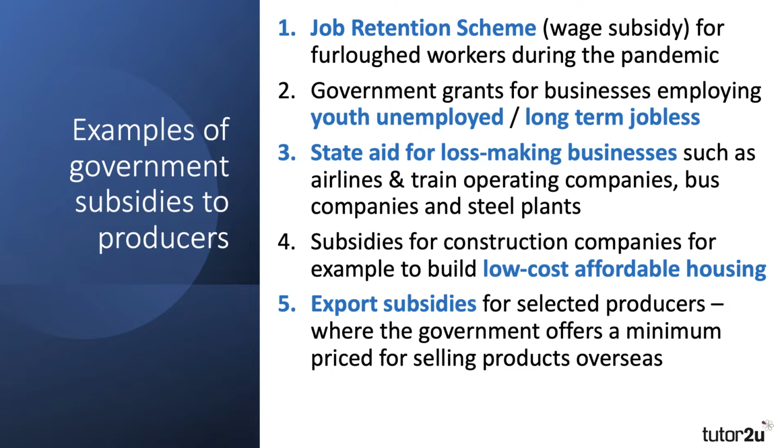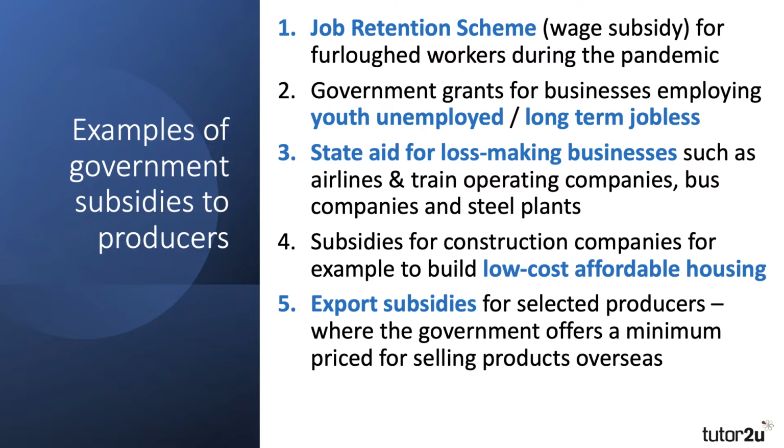So some examples of government subsidies, first of all, to producers. Recording this in the early months of 2021, in many countries, the governments have introduced wage subsidy schemes or job retention programs for furloughed workers during the pandemic to try to maintain employment and prevent mass unemployment. The government might also offer some grants, some financial support for businesses who take on youth unemployed, which is particularly high in many countries, or indeed the long-term jobless, people who've been out of work for at least 1 year.